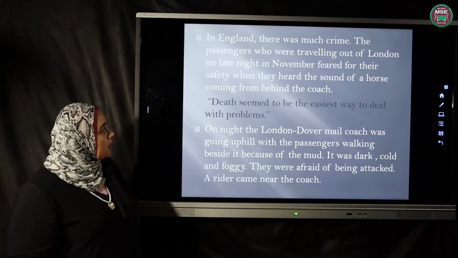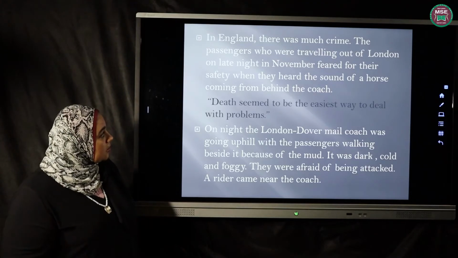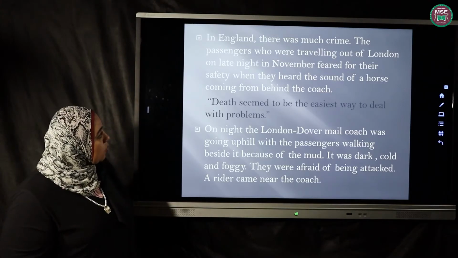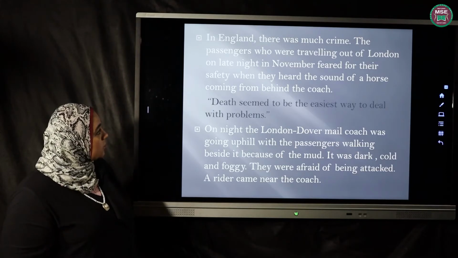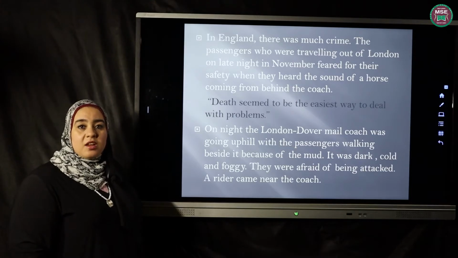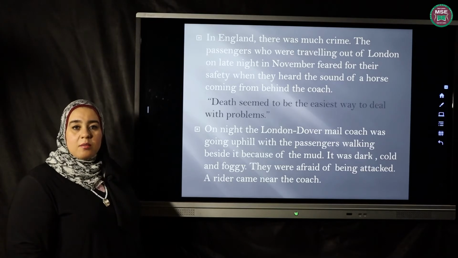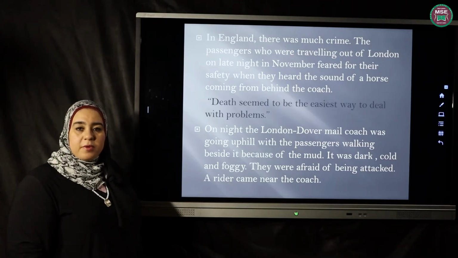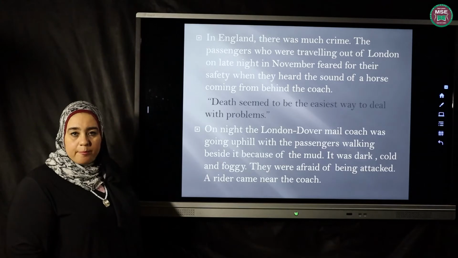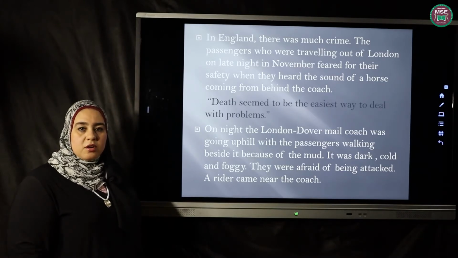The passengers who were traveling out of London late at night in November feared for their safety when they heard the sound of a horse coming from behind the coach. The passengers felt very afraid when they were traveling because a lot of people might come out and rob them because they need money. So they were very afraid while they were traveling, taking care that no one come near them.